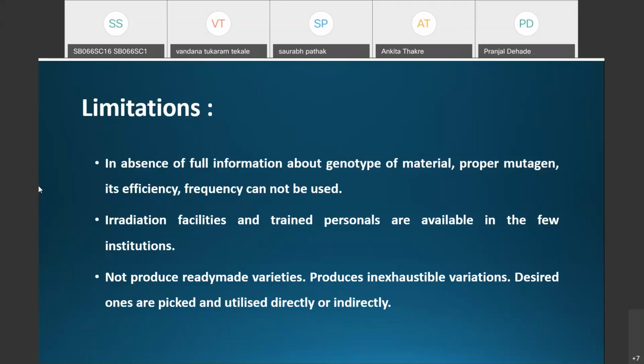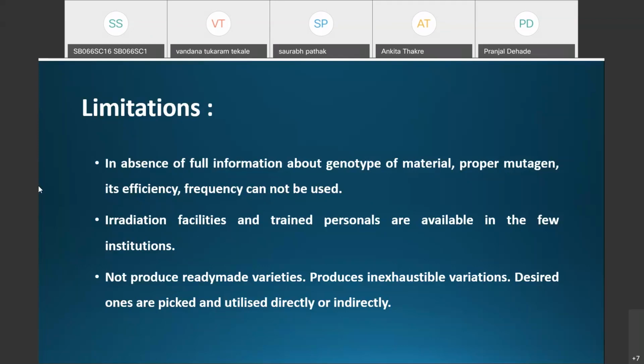Okay, then this method does not produce ready-made varieties. This method only produces inexhaustible variations, and the desired ones are picked. The desired ones are picked, and these are then used directly or indirectly to release the new variety. Okay, these are the limitations of the mutation breeding.